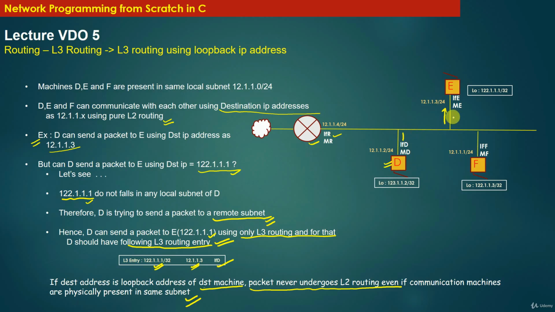So you can see in this example that machine D and machine E are actually present in the same physical subnet, and that same physical subnet is 12.1.1.0/24. But even then, if machine D wants to send a packet to machine E using destination IP address as the loopback address of machine E, then machine D has to use L3 routing. And the simple reason for this is that loopback addresses are actually a subnet with one machine in it. So this was all about routing using loopback IP addresses.